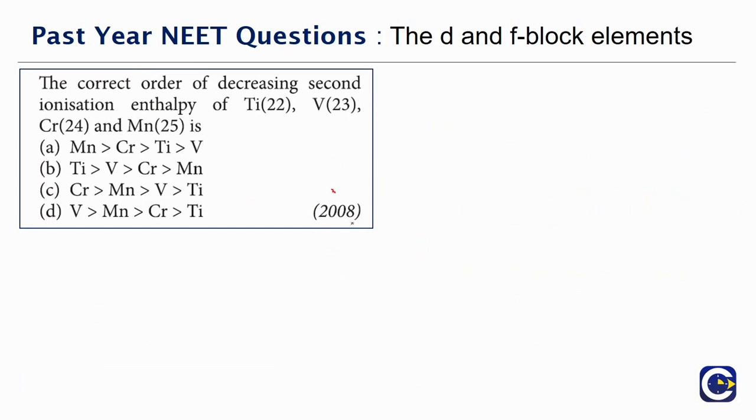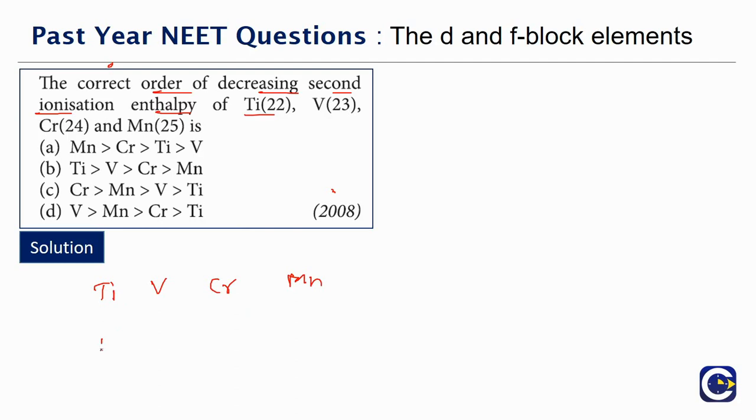Next we have a question that came in the year 2008. The correct order of decreasing second ionization enthalpy. So what are these elements? The elements given to us are titanium, vanadium, chromium and manganese.